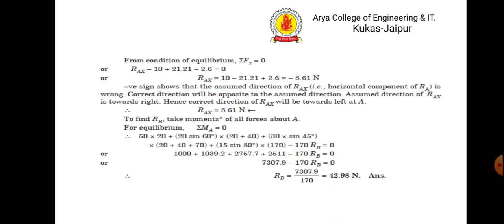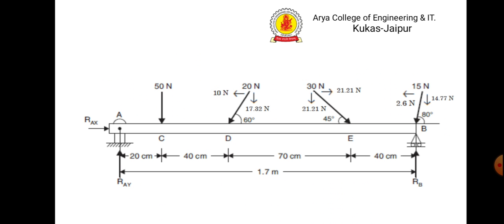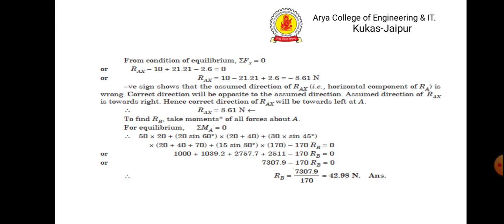Now again we will apply the same thing, summation of Fx equals 0. So Rx minus 10 plus 21.21 minus 2.6 equals 0. Here, as we can see, there are some horizontal forces, that's why we have applied the condition summation of Fx equals 0 to find Rax. The value of Rax is minus 8.61 Newton. So it shows that our assumed direction is wrong. Instead of Rax towards the right, it will be towards the left.